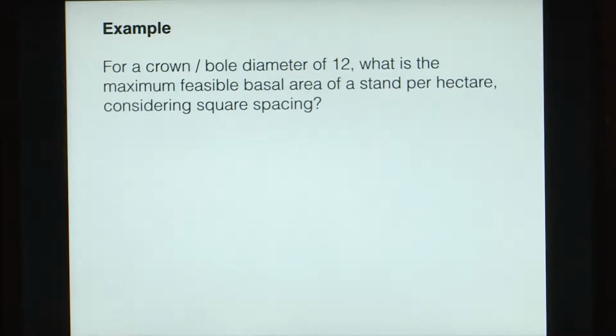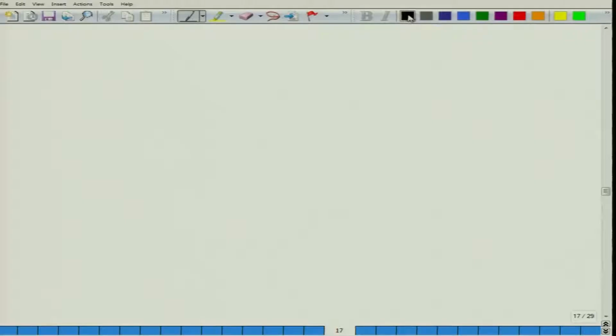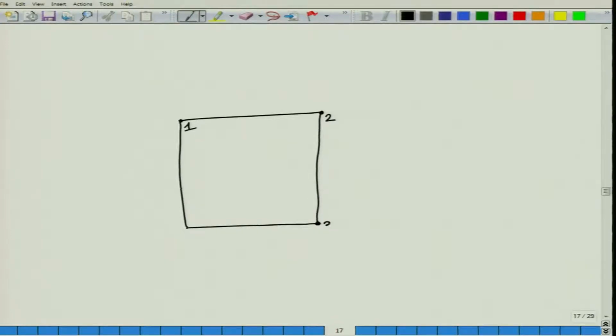So, how do we solve this problem? Let us consider a square spacing. When we have a square spacing, then this is the position of the first tree, this is the position of the second tree, this is the position of the third tree, and this is the position of the fourth tree, and there are no other trees in between. So, here we have 4 trees.